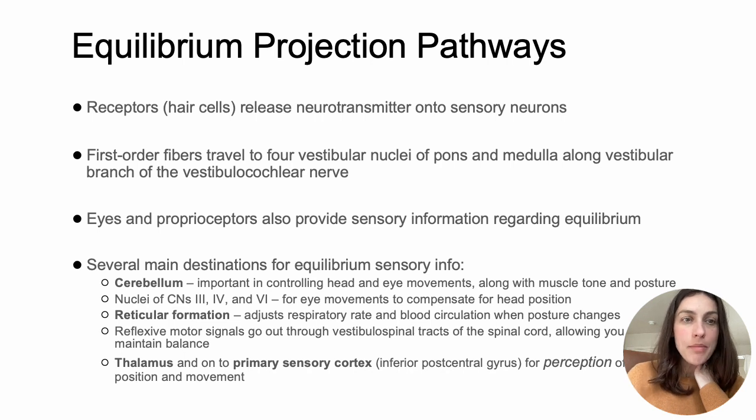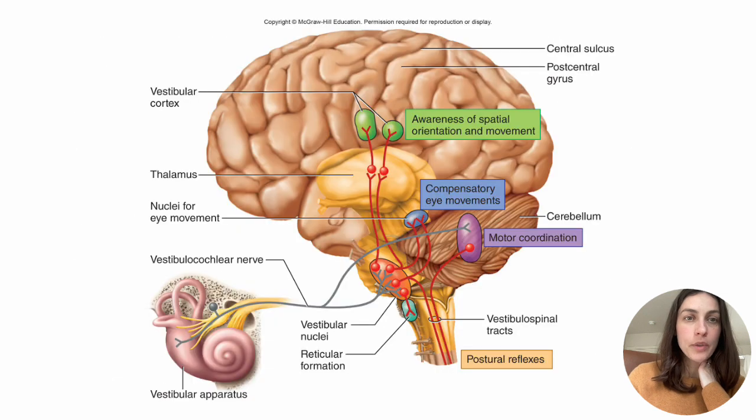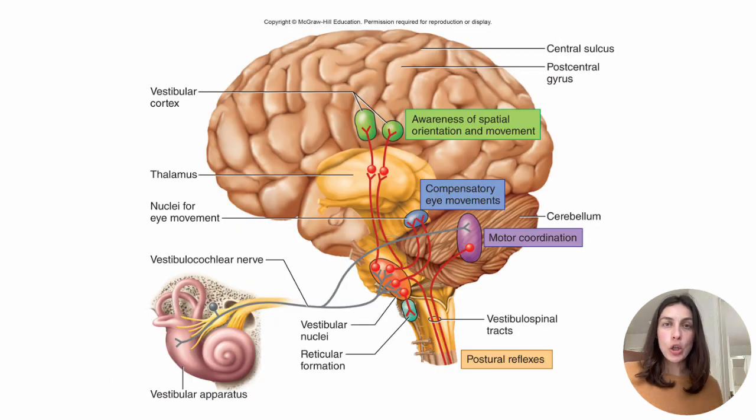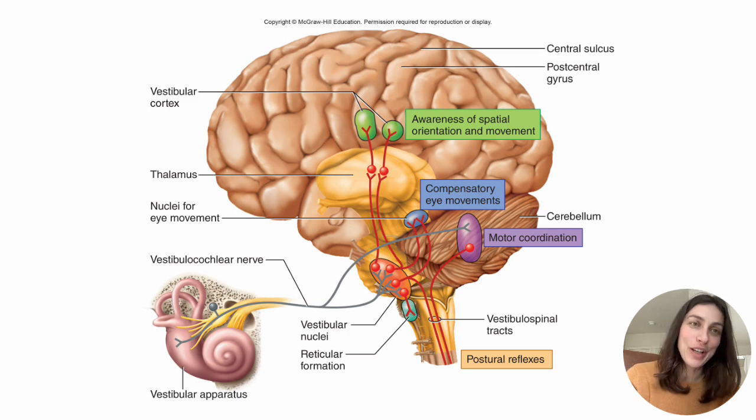And the thalamus will filter some of these signals and let them continue on to the primary sensory cortex for perception of your position and movement. So this outlines all of those pathways, and of course this is a very simplified version. There's a lot more going on, but it still looks quite complex.